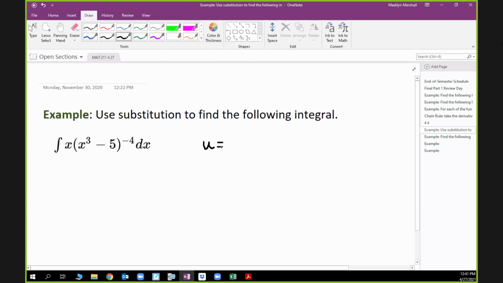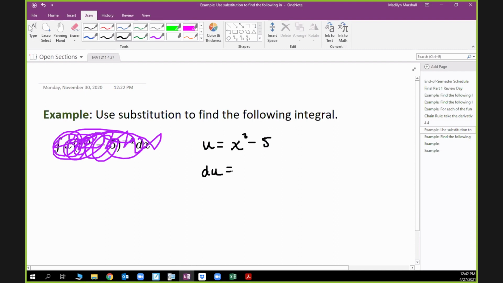X cubed minus 5. Exactly. So when we are doing a substitution, that u is generally the interior, what we think of as the interior function when we're doing chain rules. That's our u for our substitution. So after we choose u, where you think x cubed minus 5 is the right u, at that point we should completely ignore the original function for a moment and just find du based on our u that we just found.